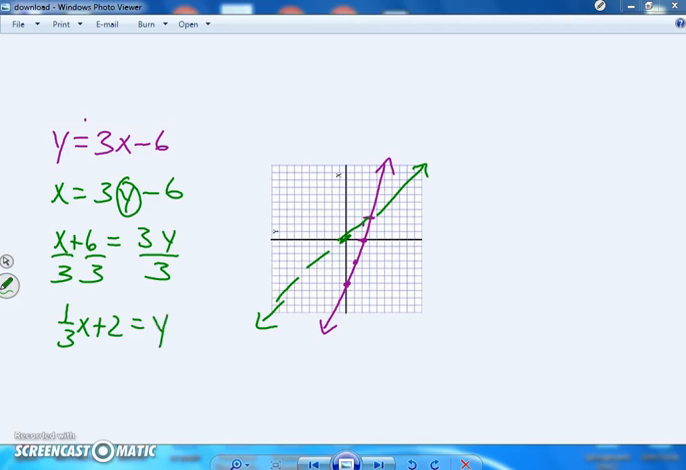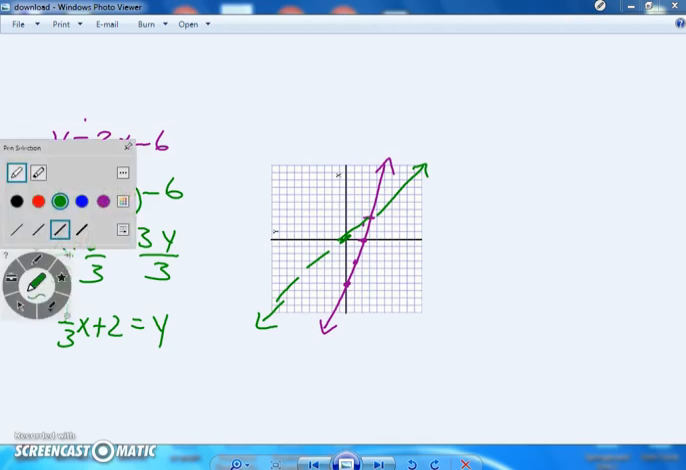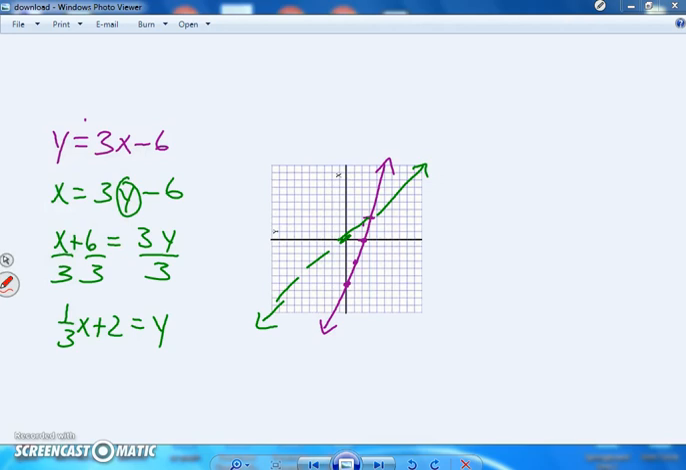Go to positive 2. And then go up 1 and over 3. Sure enough, look, it intersects. Go down 1 and over 3. Go down 1 and over 3. Go down 1 and over 3.